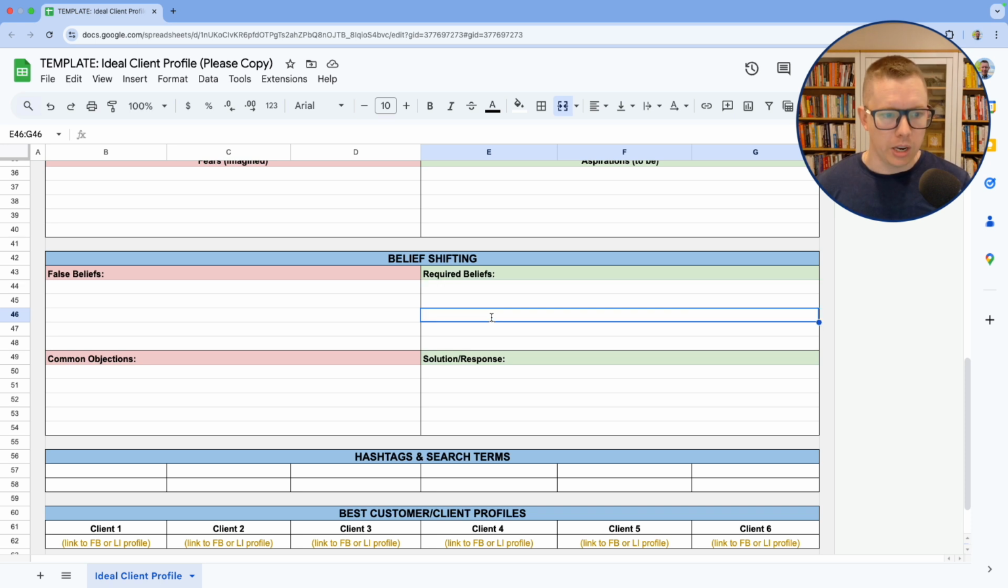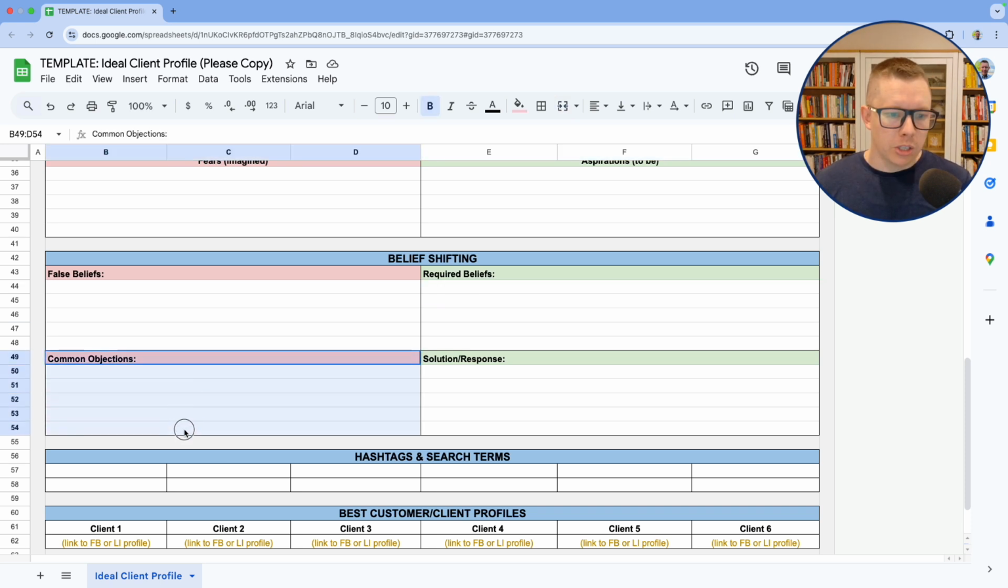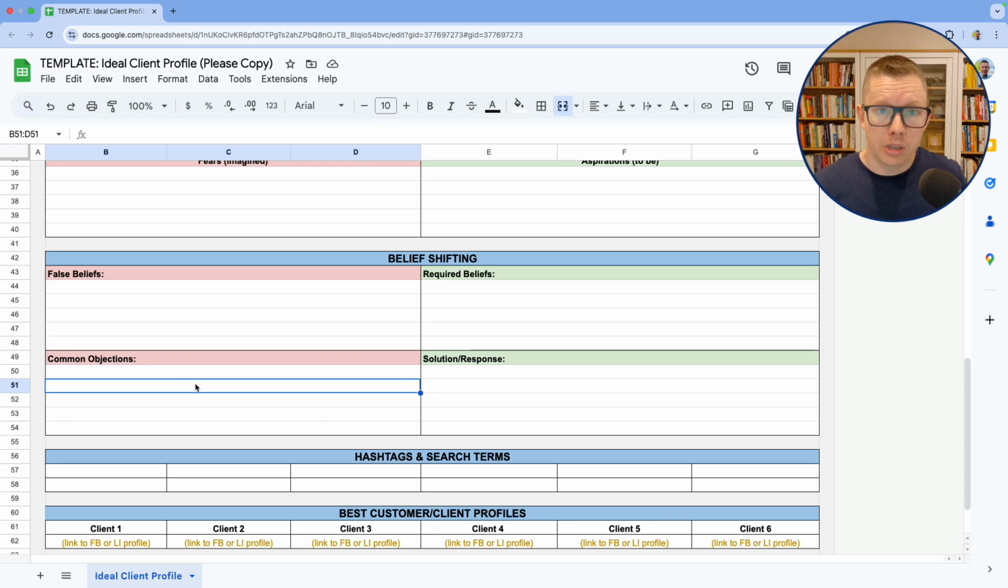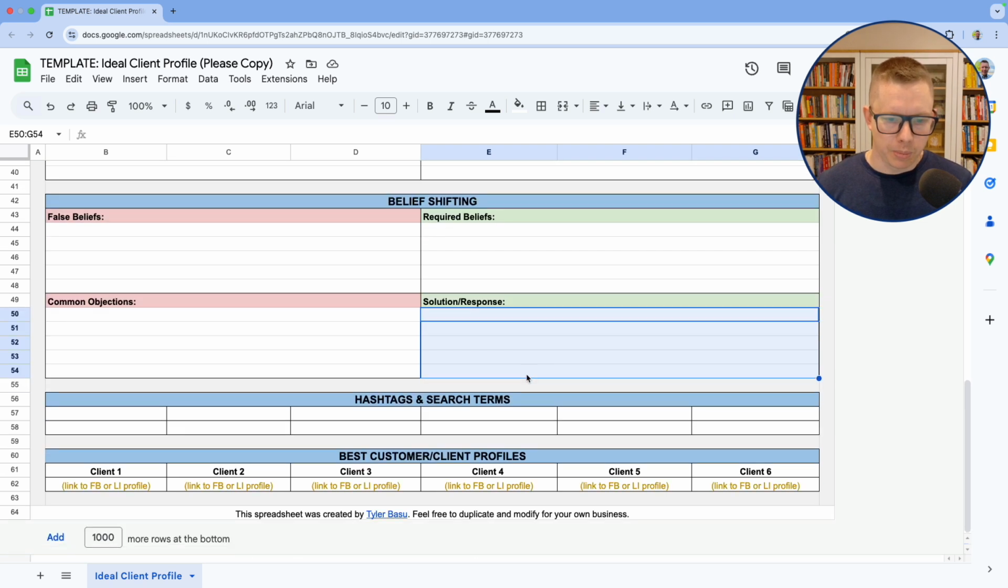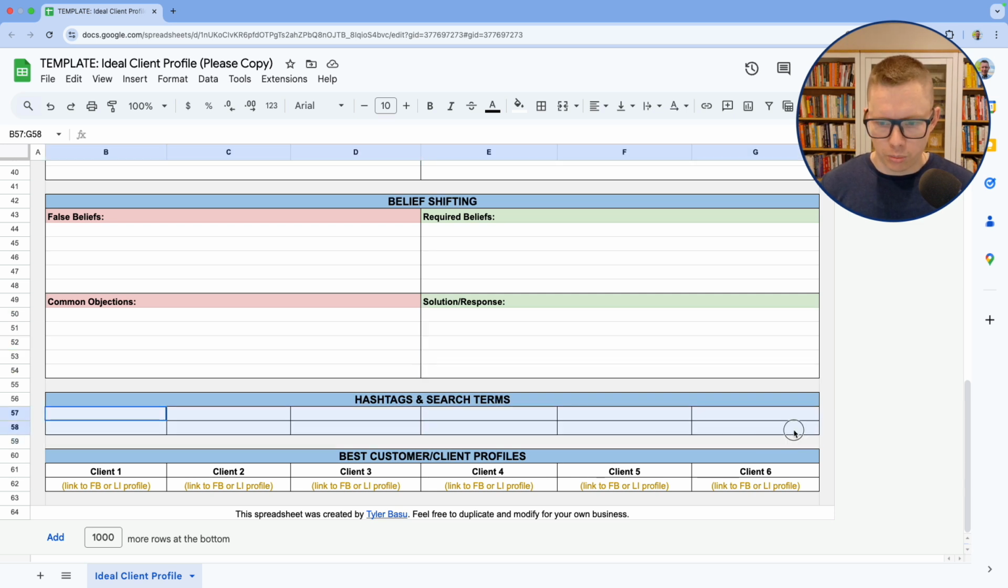And then objections, these are things that typically come up in a sales conversation. Think of the last sales conversations you had. You've sent out proposals, you did consultations, etc. What were some of the things that stopped somebody from buying? List those here. And then over here, you're going to type in how you would respond to that specific objection.